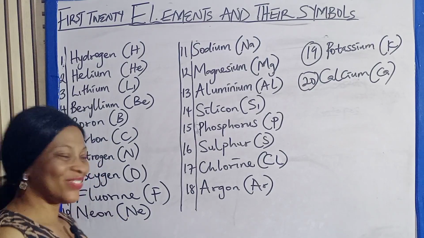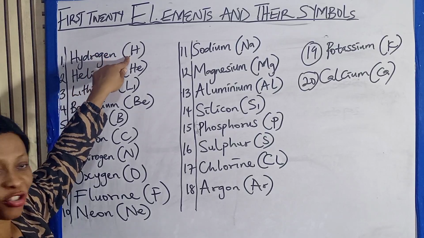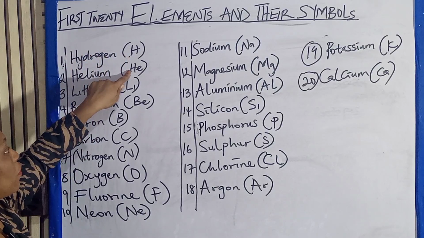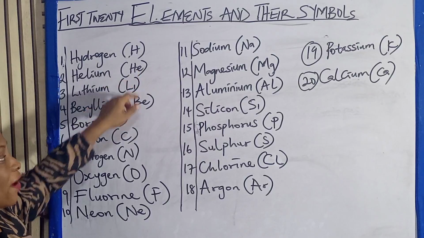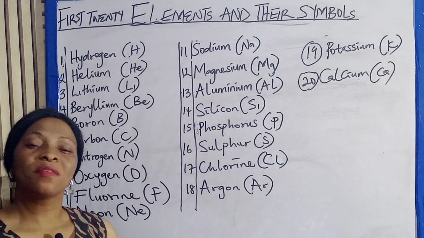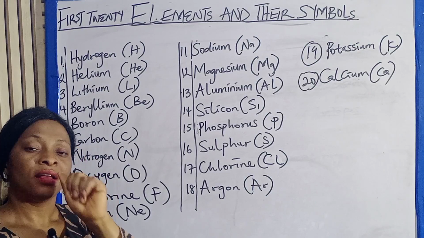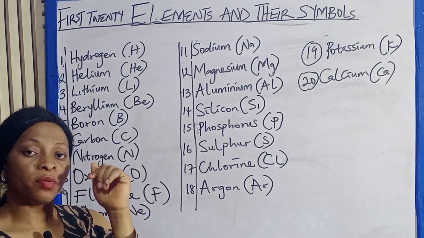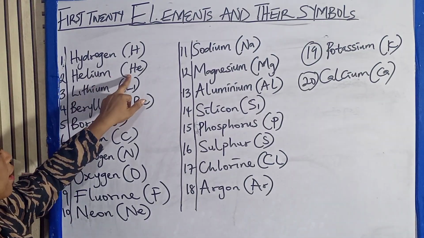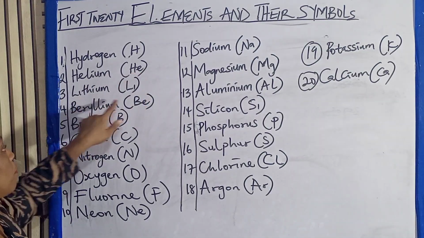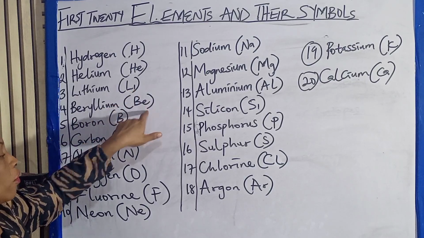So let's go. This is hydrogen. It is represented with a capital letter H. Helium, capital letter H, small letter e, not capital letter E. In fact, all the symbols must always begin with a capital letter. For those of them that have two letters, the first must be capital, the second one must be small letter. So helium is capital letter H, small e. Lithium, capital letter L, small i. Beryllium, capital letter B, small e.